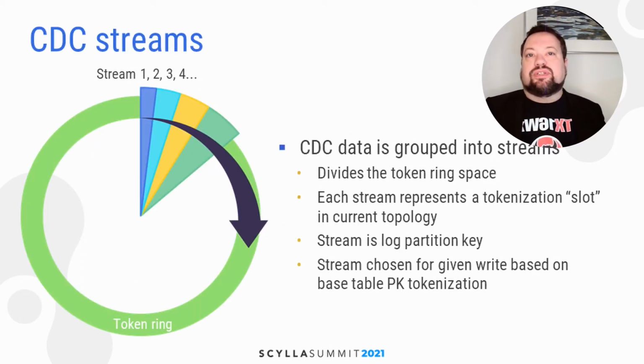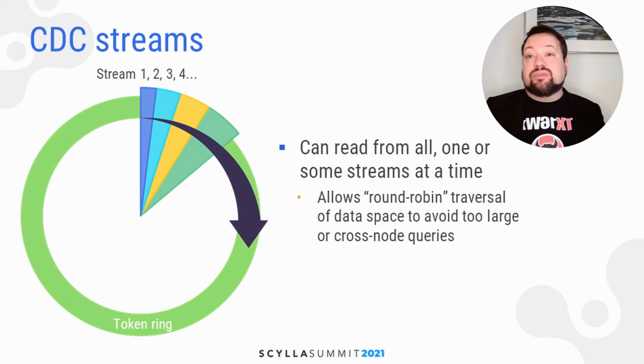A CDC log is partitioned into what we call streams. This divides the token ring space of the cluster, and every stream represents a slot in the token ring. This is the partition key of the CDC log table. When you're reading from the CDC log, you can read from all the streams, one of the streams, or some of the streams. This gives you the opportunity to round-robin traverse the token ring of data. This is very useful because it allows you to read the CDC log without doing cross-node queries, which is, as you know, expensive. It also allows you to view a single partition group at a time and get a more clear timeline view of the data.